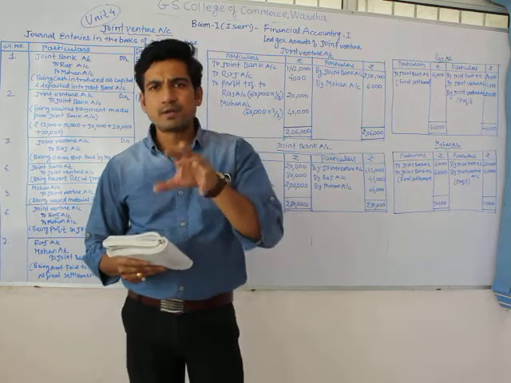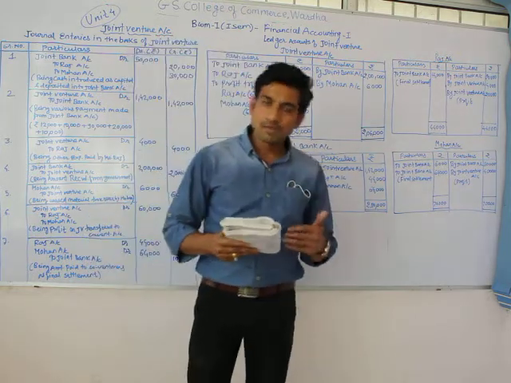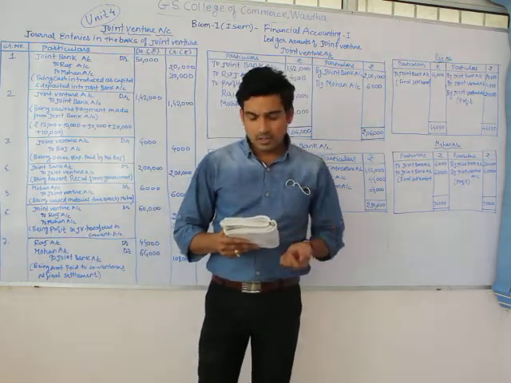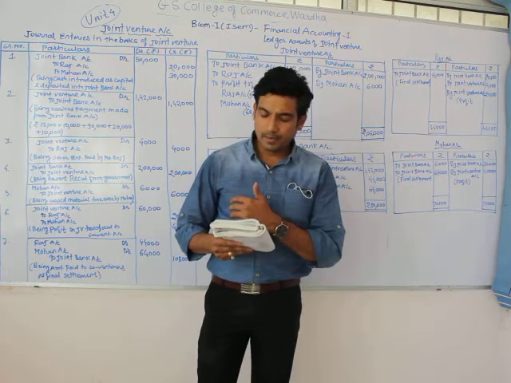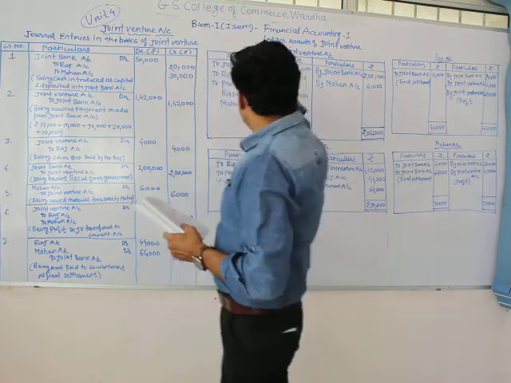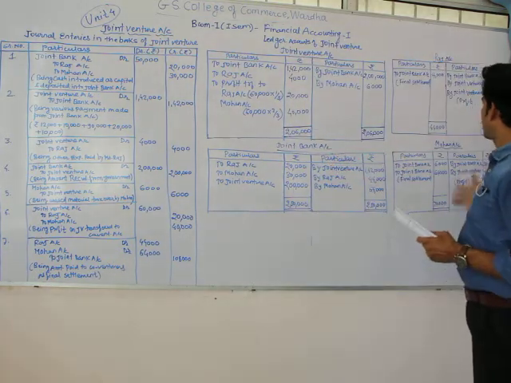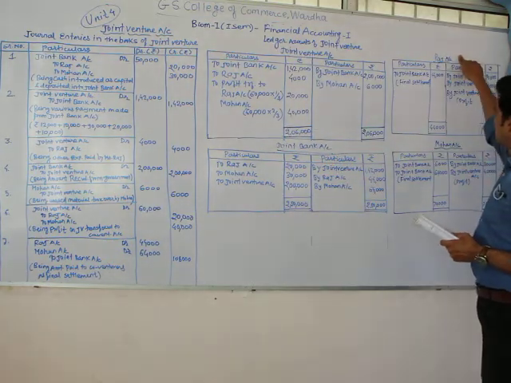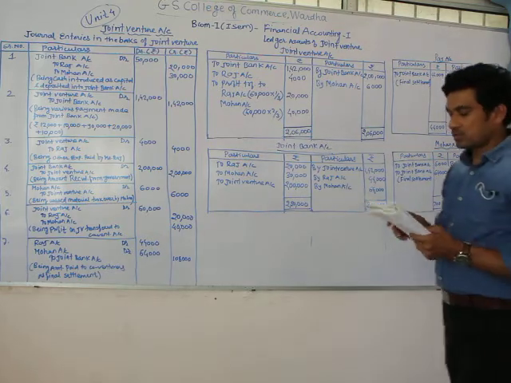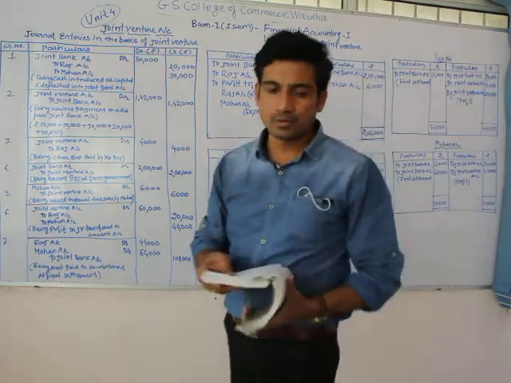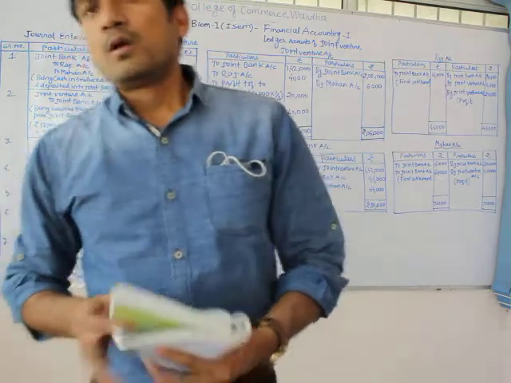So this is a summary of this particular problem, and what we have to do here is pass the journal entries, and then prepare a joint venture account, the first one, then joint bank account, and then the respective co-venturer accounts in the form of Mr. Raj's account and Mr. Mohan's account. So this is the way we have to deal with this first problem.